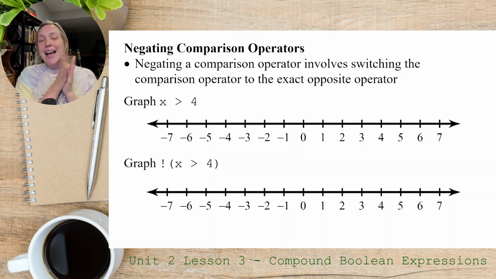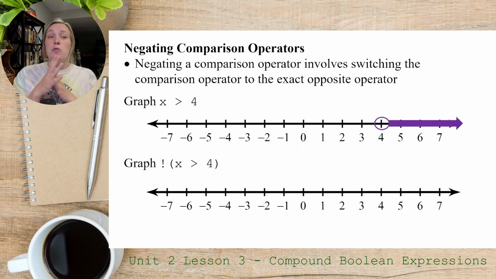Right? So if I asked you to graph x greater than 4, and you were in algebra class and you had to graph x greater than 4 on the number line, you would do an open circle on 4 and then shade everything to the right, because that is how we represent, visually, x greater than 4, all the values greater than 4.